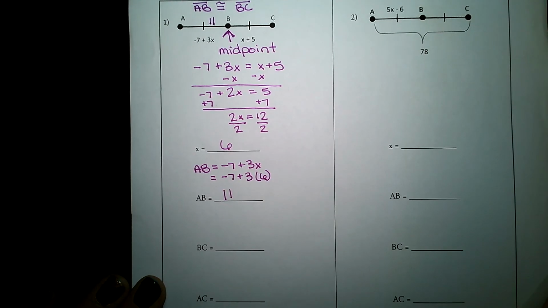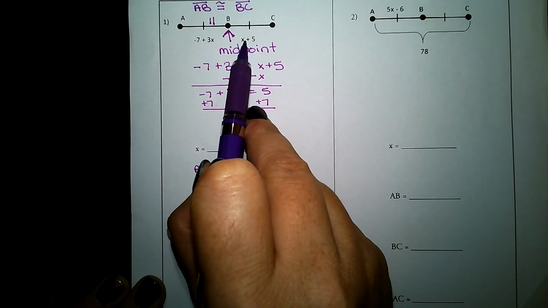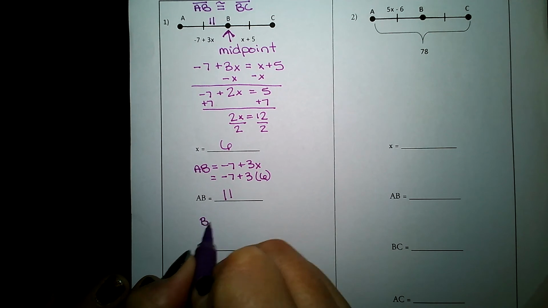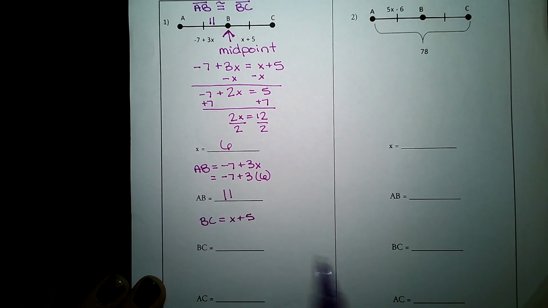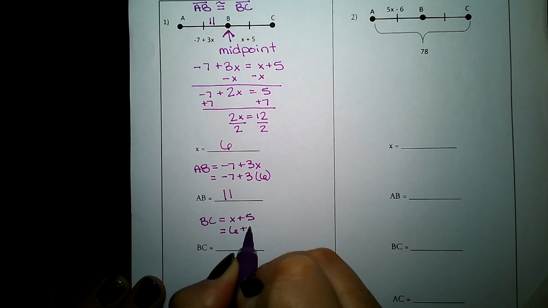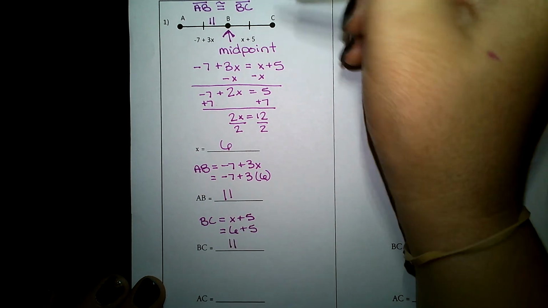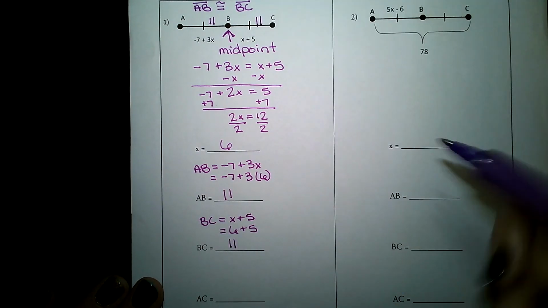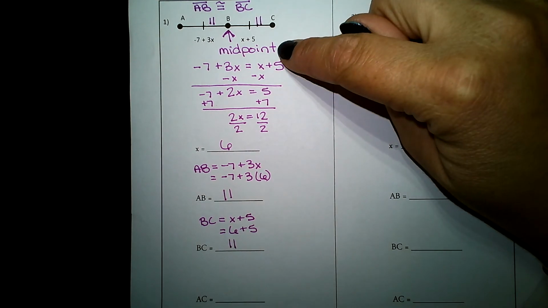Now let's check out BC. BC is listed as x plus 5. So if BC is x plus 5, and we're substituting 6 in for x, that becomes 6 plus 5, which makes 11. 6 plus 5 is 11. Now, does that make sense? That both sides are 11? Hopefully so, because B is a midpoint, which is right in the middle.